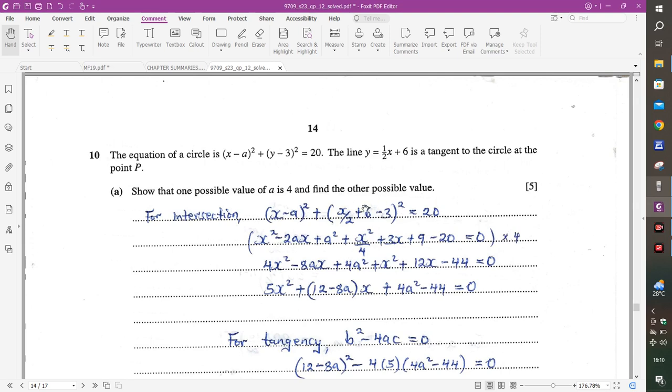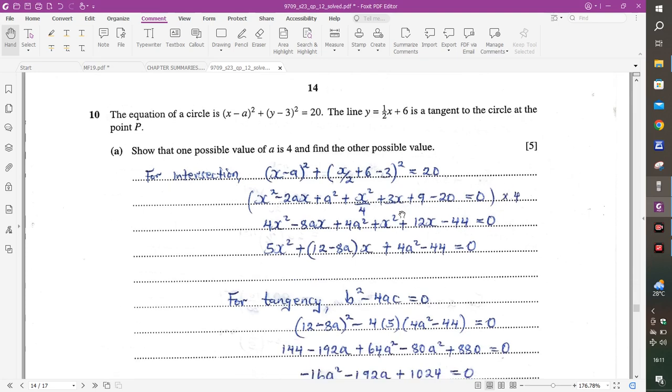And then square here, you get x squared over 4. Then plus, we shall get 2 times x over 2 times the 3 which is here. So 2 times x over 2, the 2 will disappear, then times the 3 here, you get 3x. And then, remember, the whole of this gives us 3, so 3 squared is 9. Bring the 20 this way, equal to 0, because here we are going to get a quadratic equation.